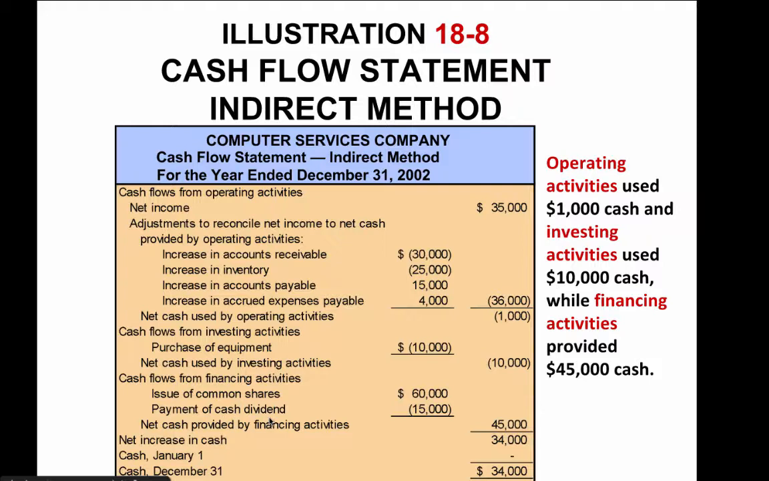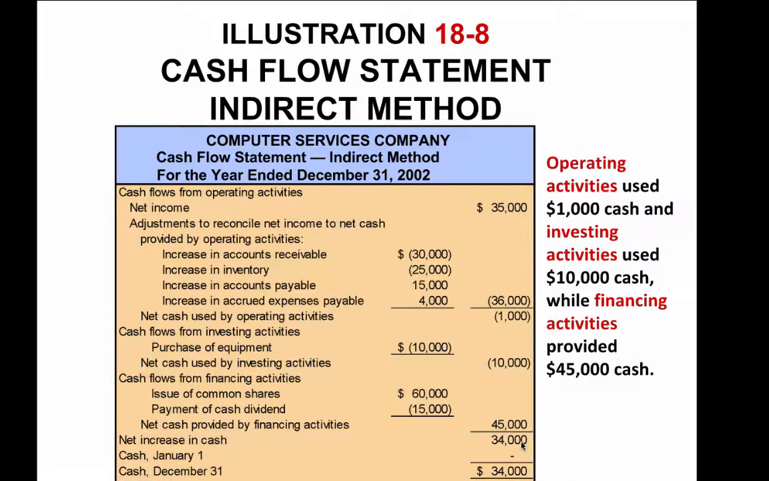And they also paid dividends. And the additional information would have told you that the dividends were $15,000. So because you paid that, the cash was going out. So if it's an inflow, it goes up. If it's an outflow, it goes down. So from the financing activity section, an inflow of 60 minus the outflow of 15 will give you a net cash provided by financing of $45,000. So we're going to start here, and we're going to go negative 1,000 plus negative 10,000 plus 45 equals an increase in cash of $34,000.